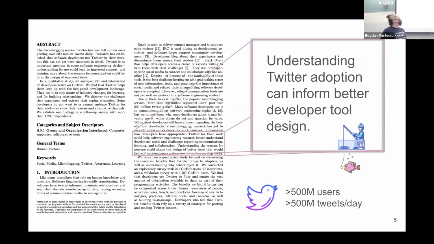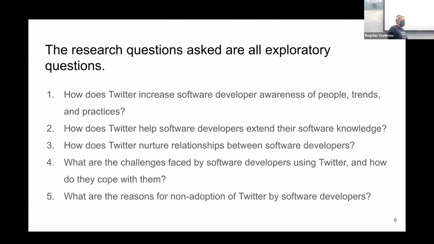And then the hook itself is why this research matters: understanding Twitter adoption by developers can help us better inform developer tool design. Twitter is a good case for this because at the time, it's probably even wider now, maybe. I'm not sure, I haven't looked since it became X. But in the paper, it states at this time they had more than 500 million registered users and more than 500 million tweets per day. So it's a really large platform, a lot of information to look at.